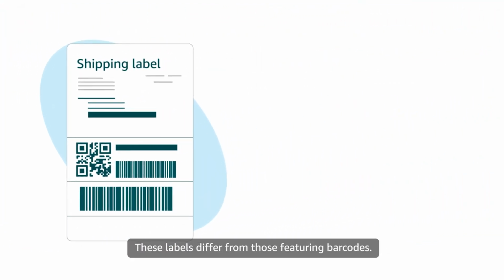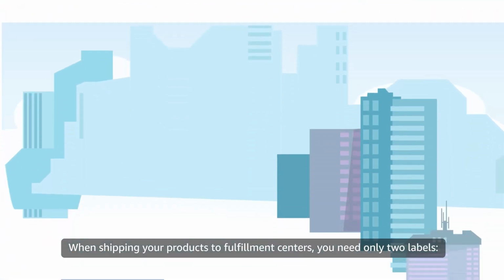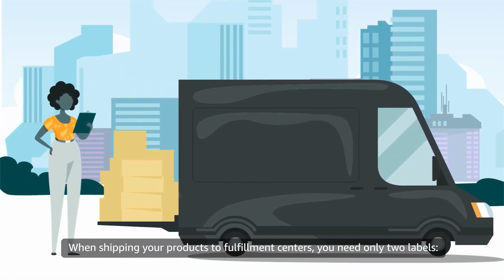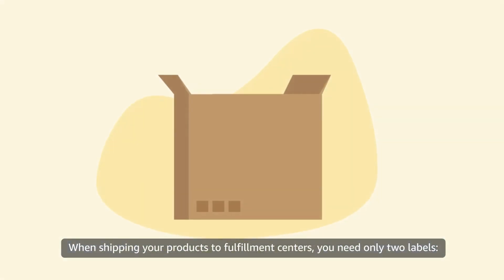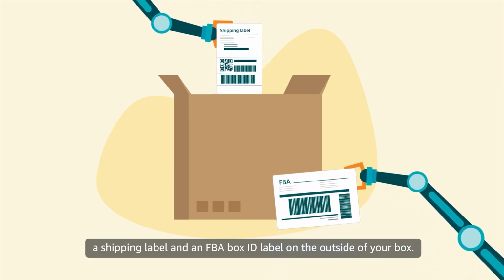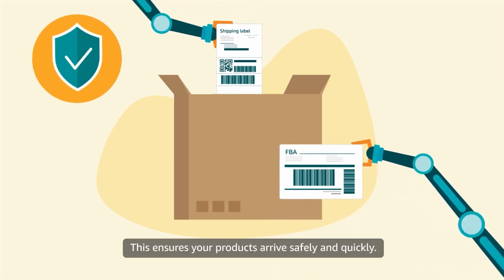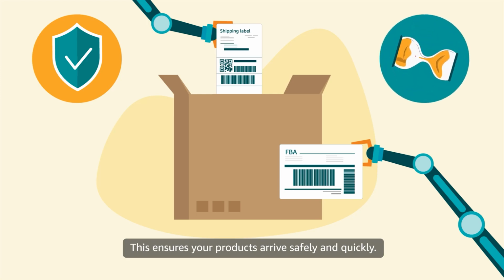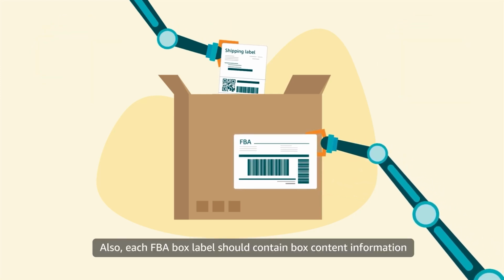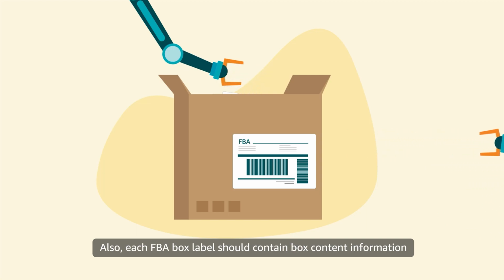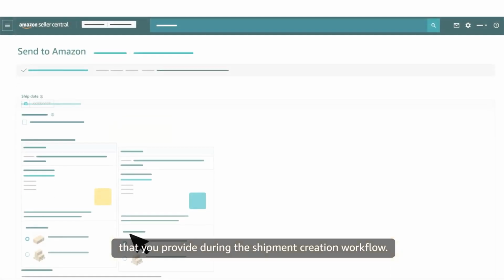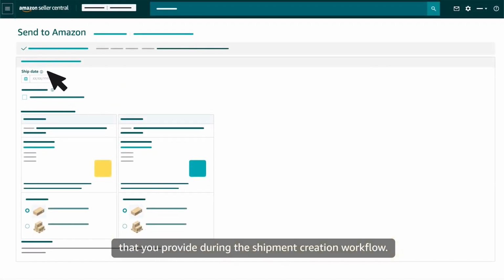The fifth FBA requirement involves shipment labels. These labels differ from those featuring barcodes. When shipping your products to fulfillment centers, you need only two labels, a shipping label and an FBA box ID label on the outside of your box. This ensures your products arrive safely and quickly. Also, each FBA box label should contain box content information that you provide during the shipment creation workflow.